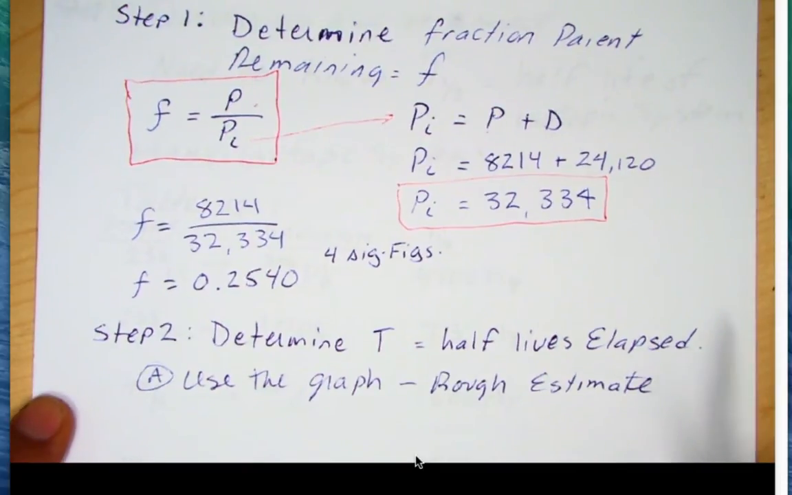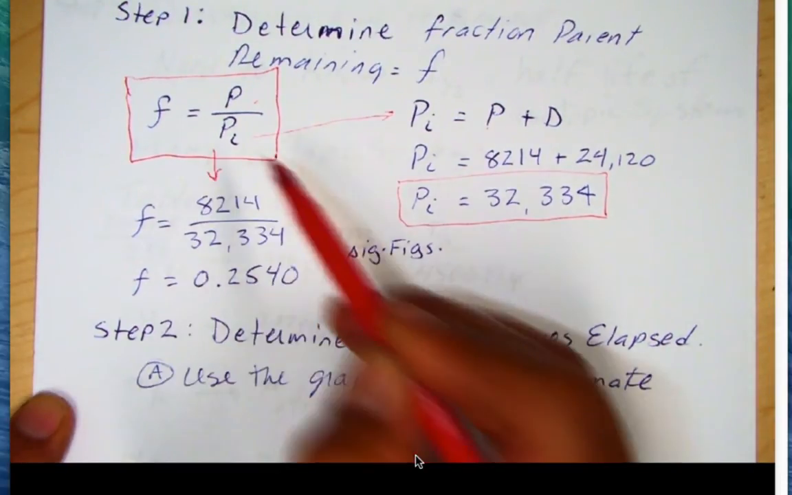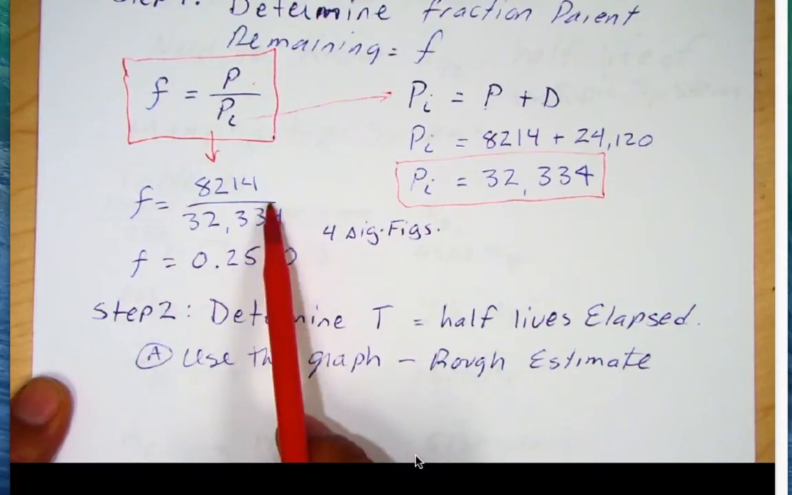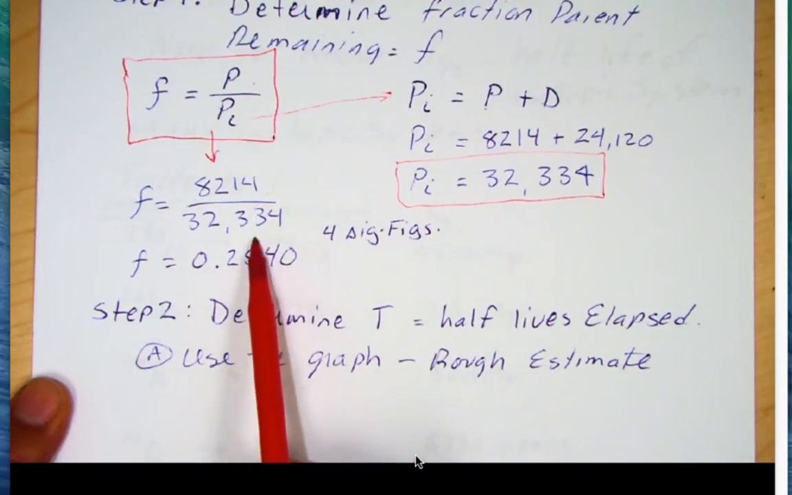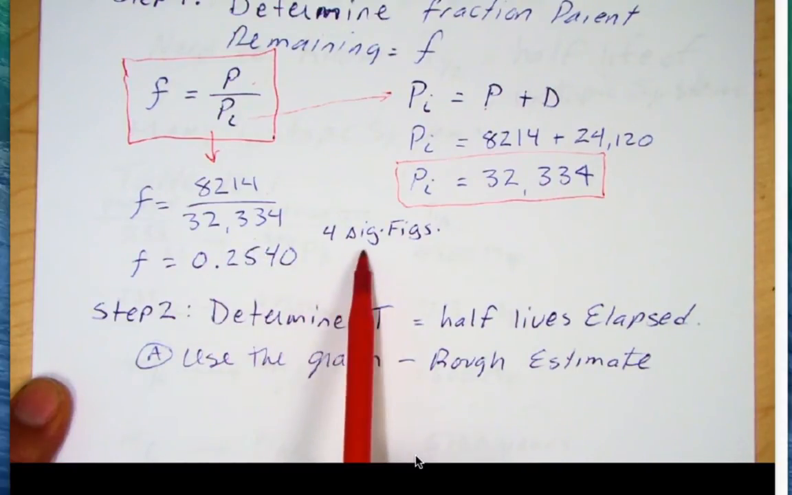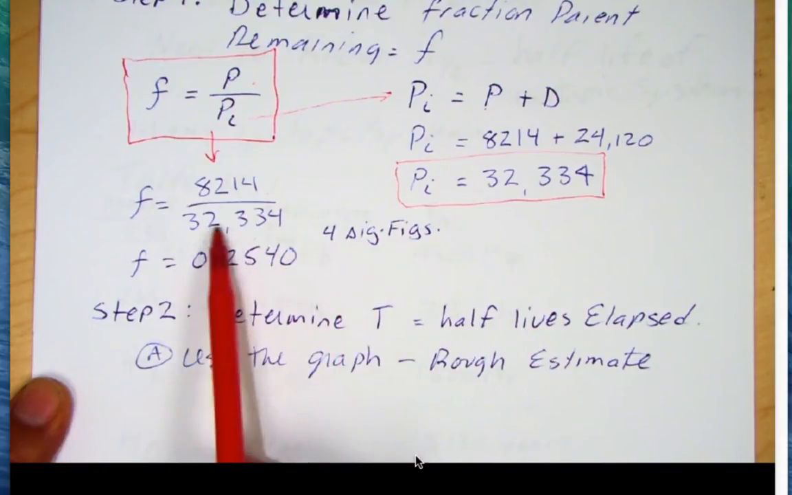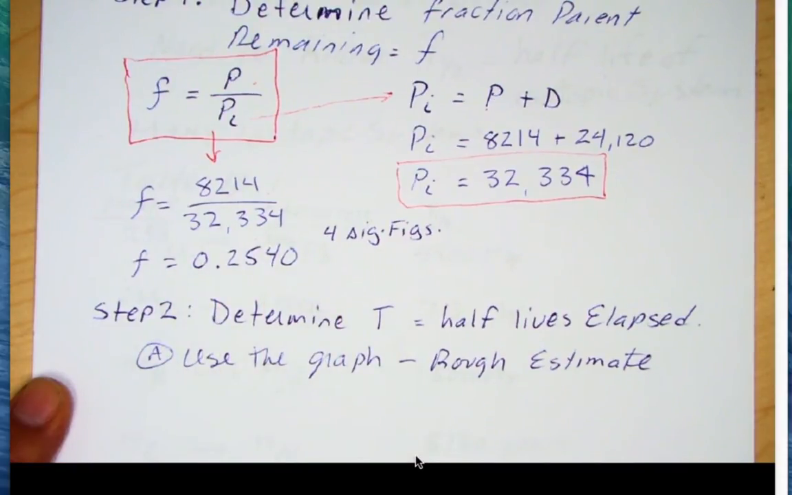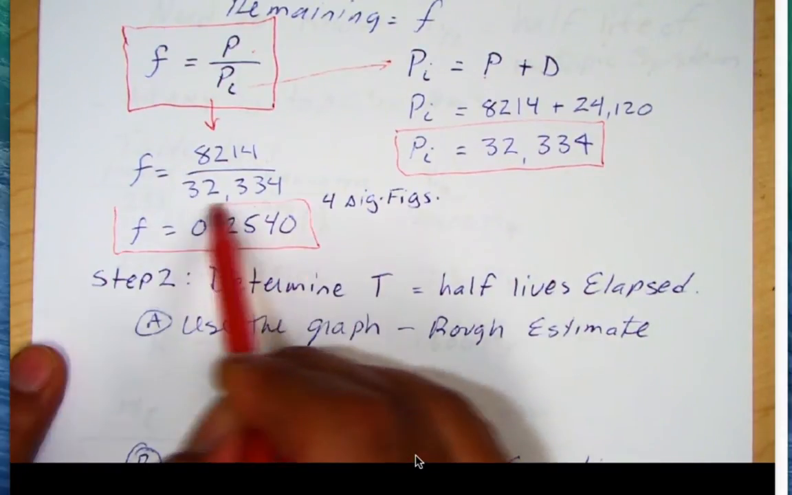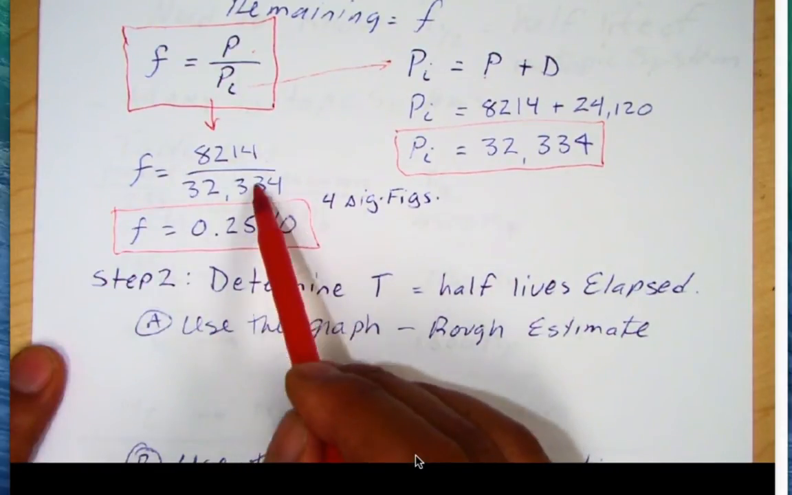Now to figure out the fraction, I take the current number of parent atoms I have, P, and divide it by that Pi, or the parent initial. And note that I get a fraction of 0.254. Here I'm using 4 significant figures because I have 4 here. I have a little more, but I'm using this lowest one. So now here is my fraction of parent remaining, right? All I did is divide that by that.